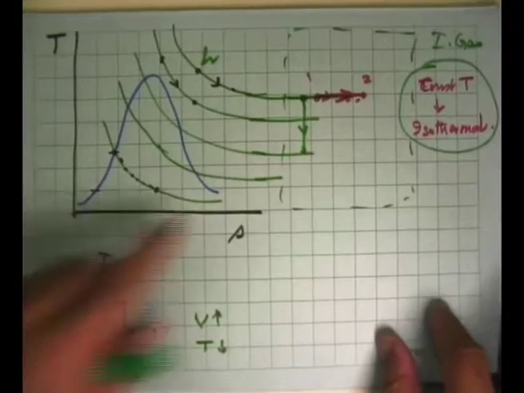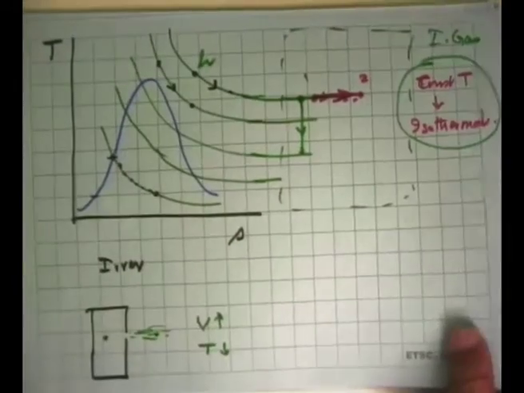But those are not entirely throttling processes. You are partly using the effect of a nozzle also. Okay, so that was throttling.